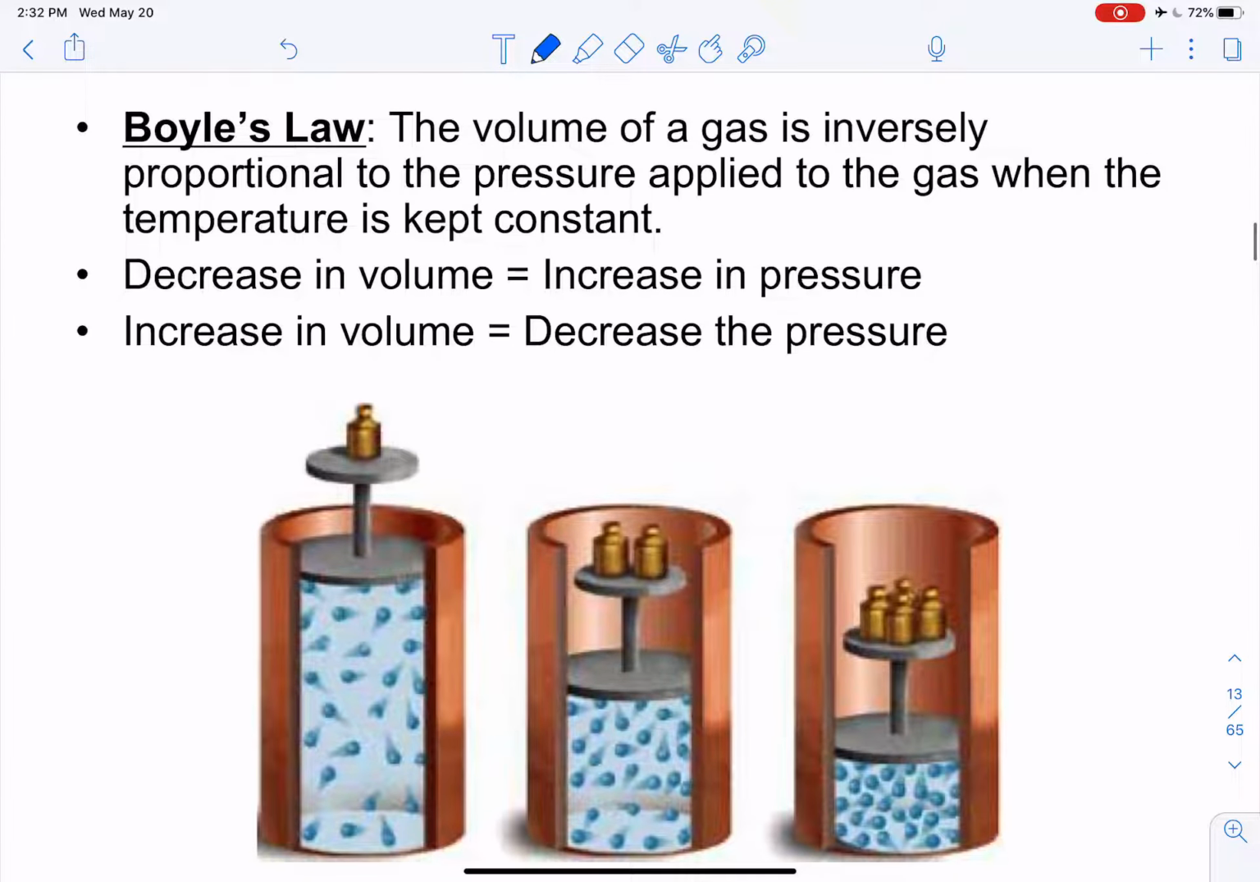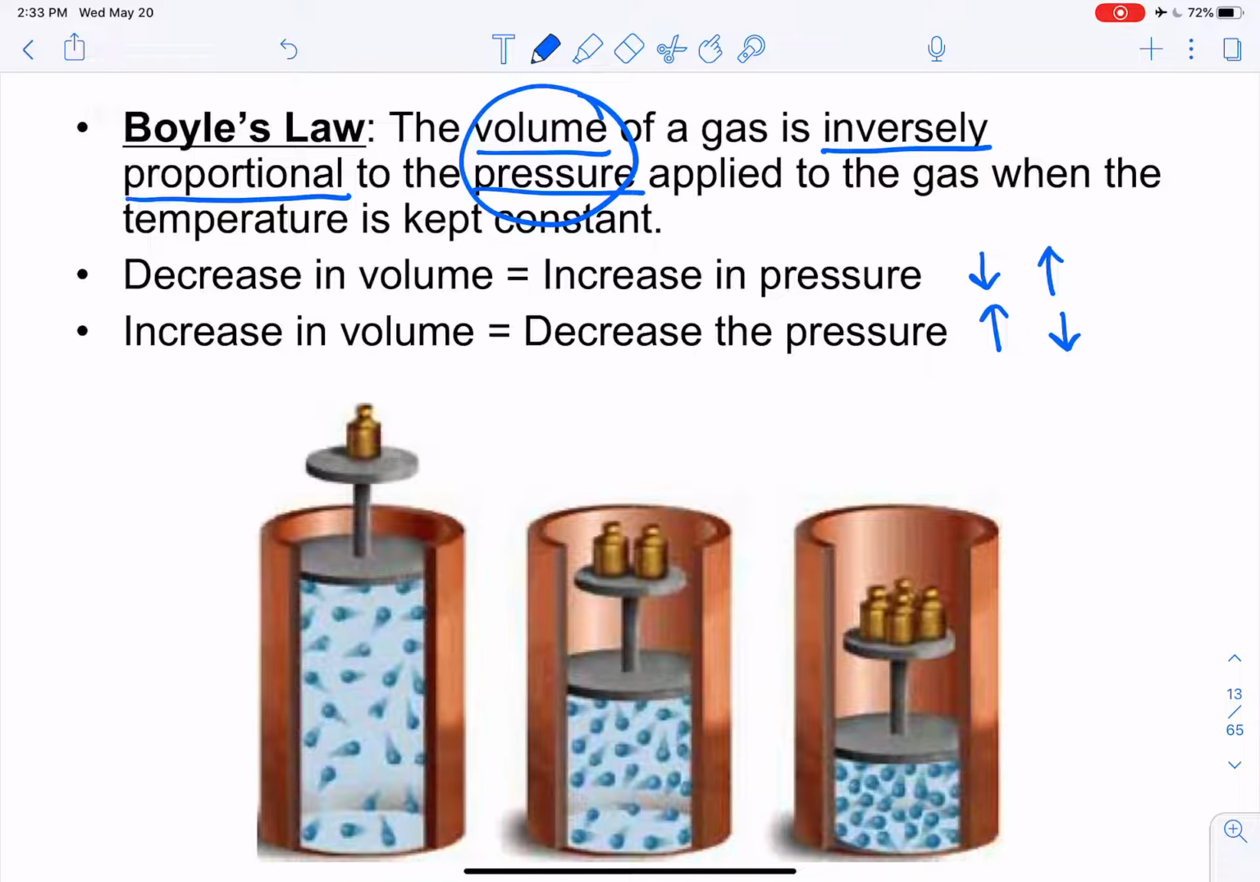Now, what did Boyle say? Boyle said that the volume of a gas is inversely proportional to the pressure. Now, we've got volume and pressure there. We knew we were going to deal with those, but what is inversely proportional? Well, it means if one thing goes up, another thing goes down. Or if the original thing went down, the other thing goes up. So if one thing goes up, the other thing goes down.